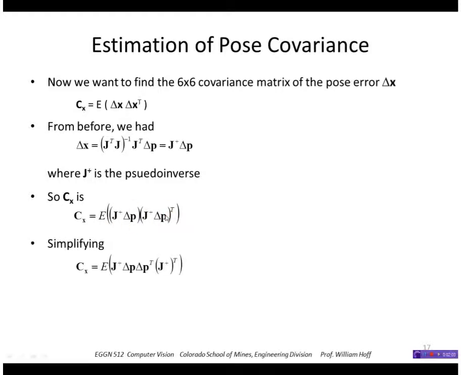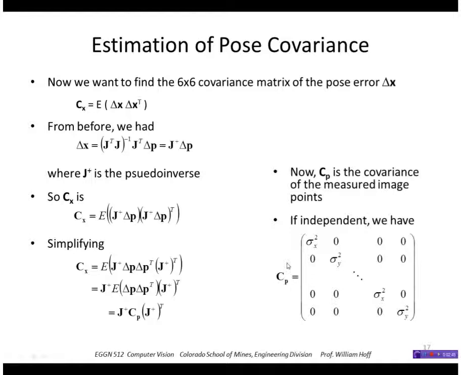And recall, simplifying by taking the transpose of this product, I get this. And again, because J is not a random vector, I can pull that out. So I get the expected value of delta P times delta P transpose, which is just the covariance matrix of P. Little p here, remember, is the image points that we measured in the image. So what we have here is the uncertainty of measuring the image points, and from that we can get the uncertainty in the derived pose.